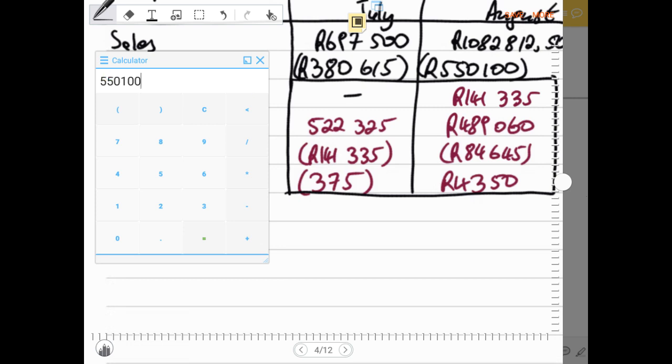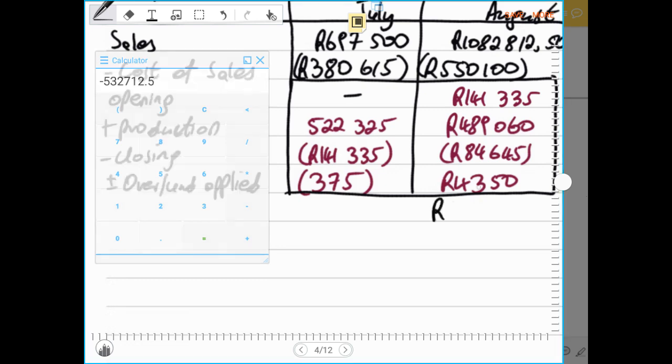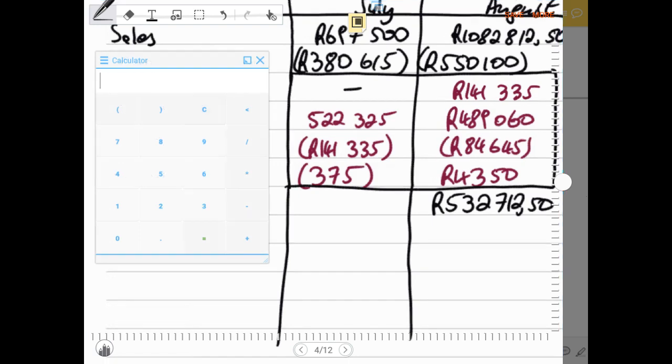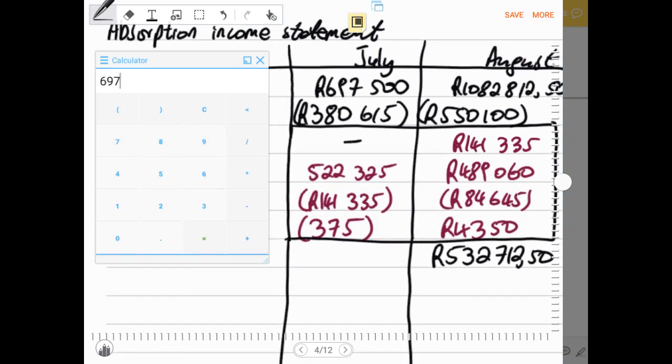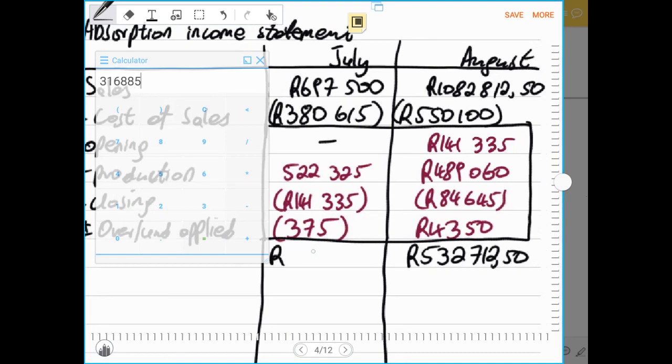Then after, we'll be able to say minus 1,082,812.5, which will give us the gross profit of 532,712.5. This will be our gross profit. For the month of July, it will be 697,500 minus 380,615. So now this will be a total of 316,885. This will be our gross profit.